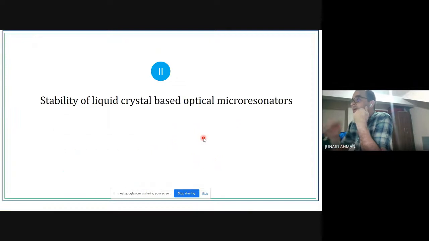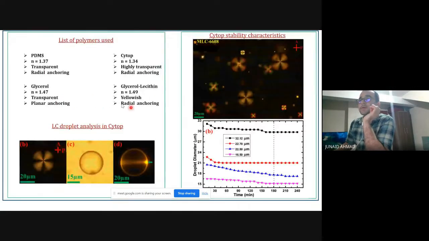And in the next part of work, we took this motivation ahead to have a stable system where we don't experience this size degradation in the droplets. So we formed droplets in different polymers, for example, PDMS, Cytop, glycerol, and glycerol lecithin mixture. And we found that in case of Cytop, the liquid crystal droplets tend to have stable size beyond 3 hours of formation.